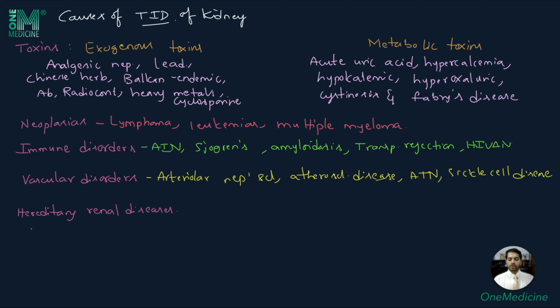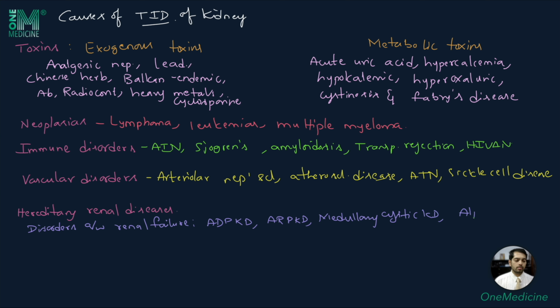Hereditary renal diseases include disorders associated with renal failure. These include autosomal dominant polycystic kidney disease, autosomal recessive polycystic kidney disease, medullary cystic kidney disease, and even Alport's syndrome, which is a hereditary nephritis.